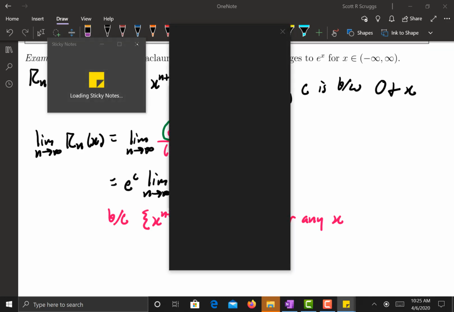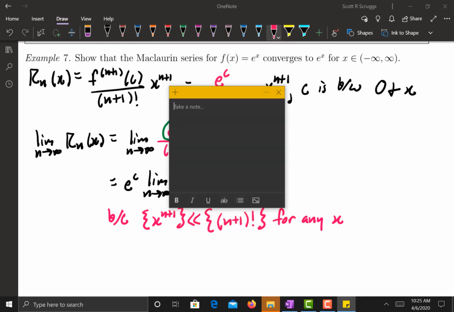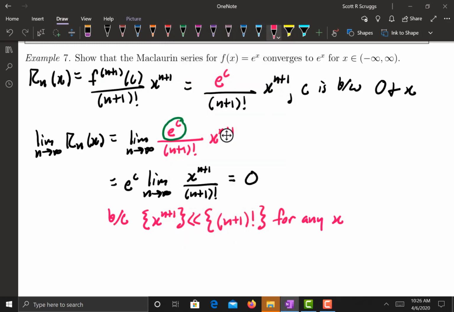But, something's popping up. I don't want a sticky note. Sorry about that, y'all.